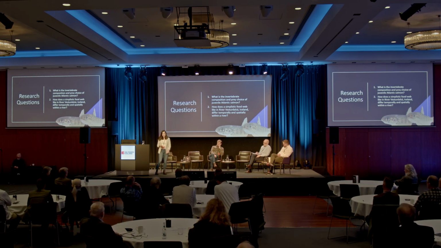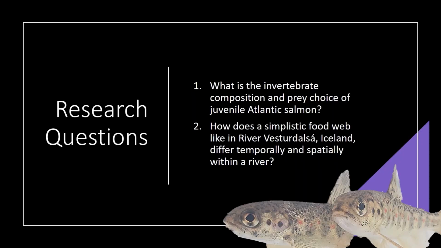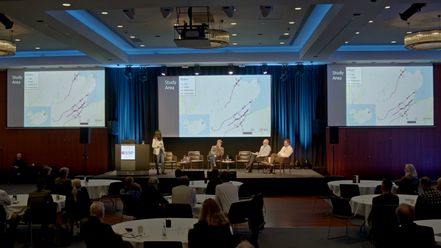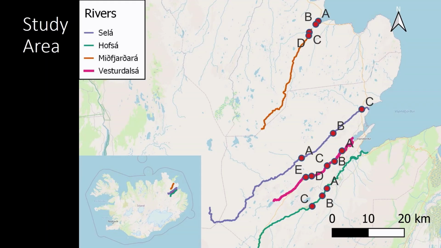So my main research questions are, what is the invertebrate composition and prey choice of juvenile Atlantic salmon? And how does a simplistic food web like in Vesturdalsá, Iceland, differ temporally and spatially within a river? As you can see, these are my four study rivers, Selá, Hofsá, Midfjarðará, and Vesturdalsá.